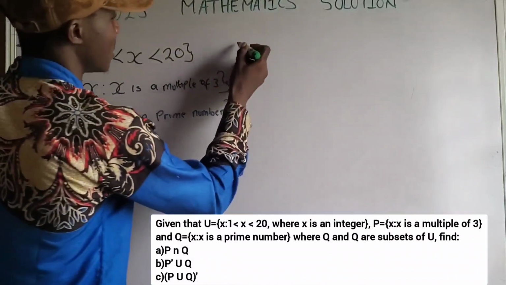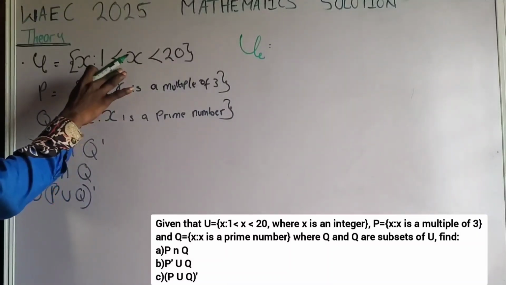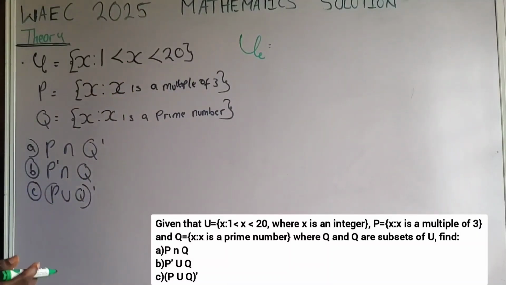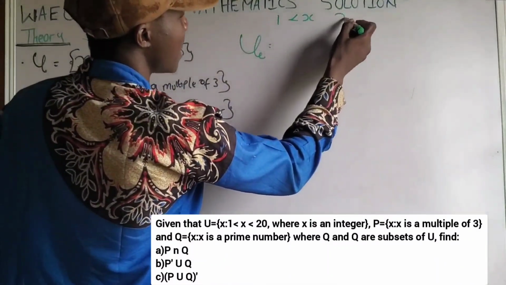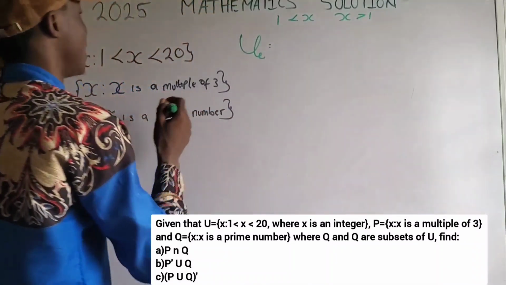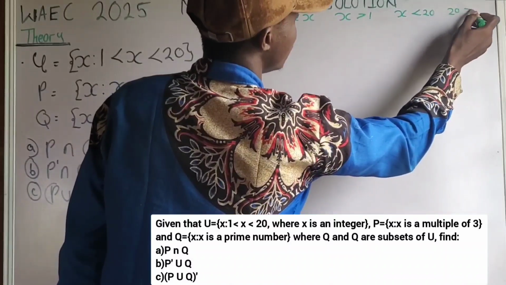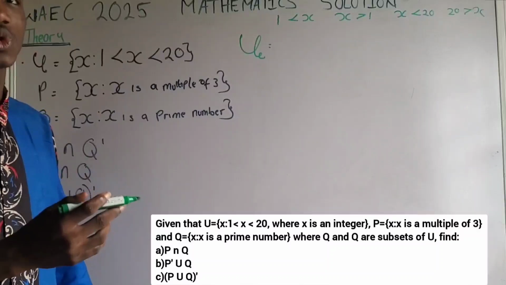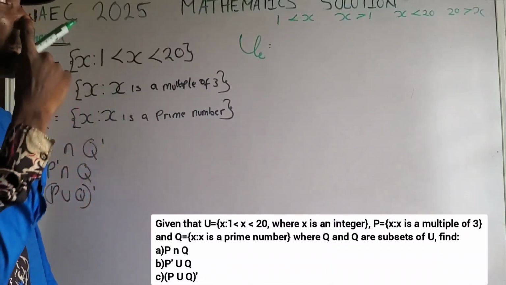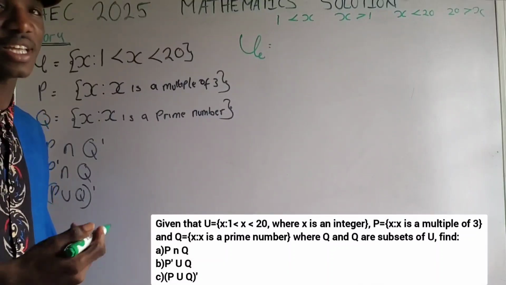The universal set, listen. 1 is less than x means that x is greater than 1. Are you getting it? And x is less than 20 simply means that 20 is greater than x. So that means that the values of the universal set range from 2 to 19. You understand? Because we are given that 1 is less than x, that means that x is not equal to 1. So x starts from 2.